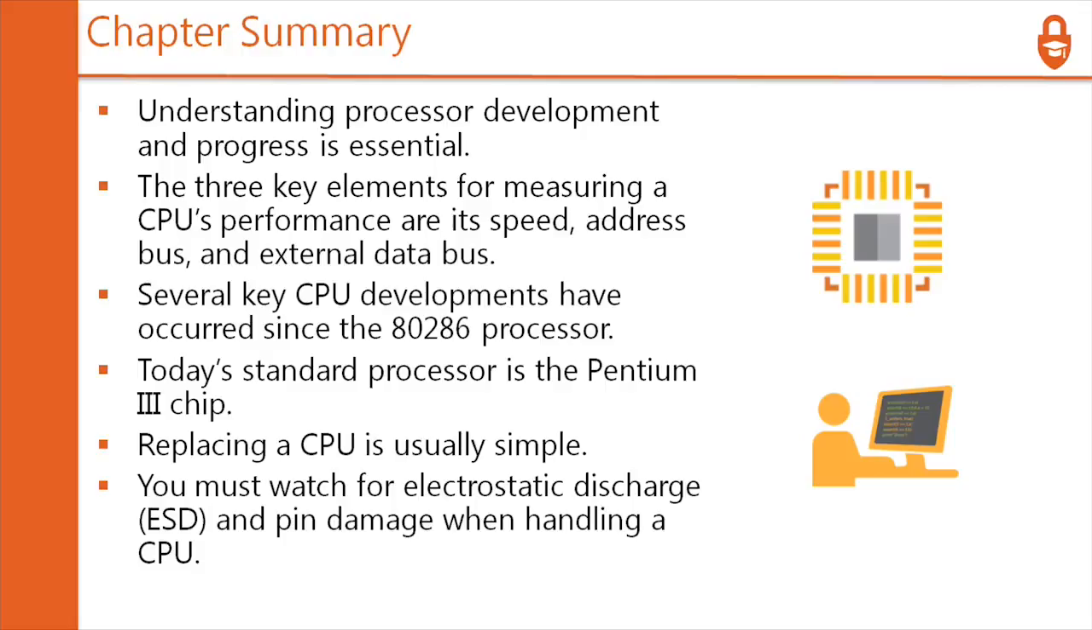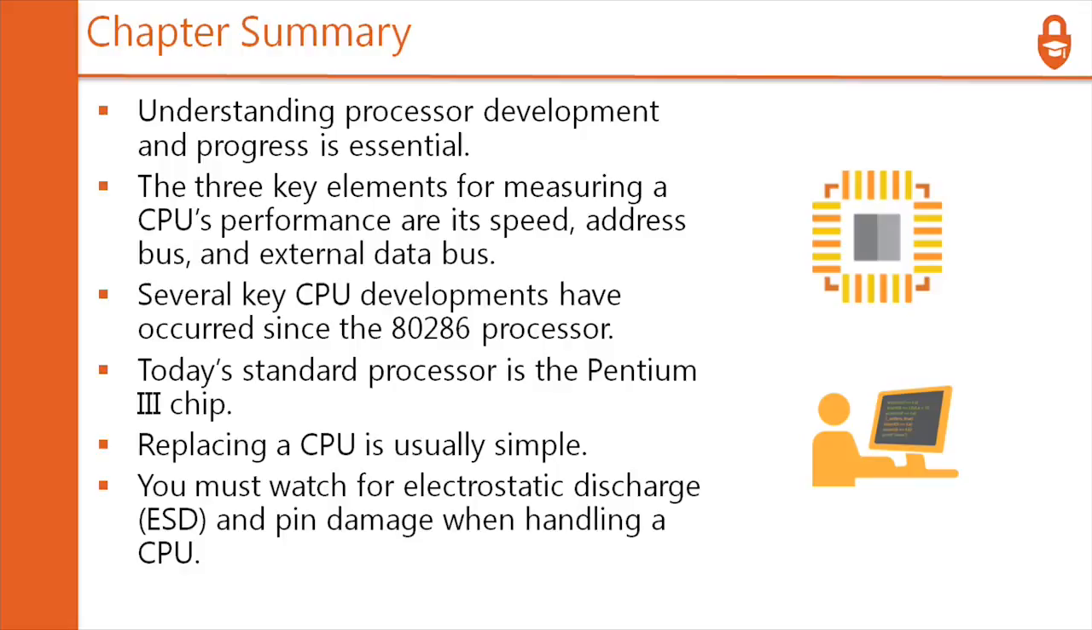Several key CPU developments have occurred since the 8086. You betcha they have. And today's standard processor is the Pentium 3 chip. So just remember for the test, today's standard processor is the Pentium 3 chip. But in real life we're using 686s and 786s, right?